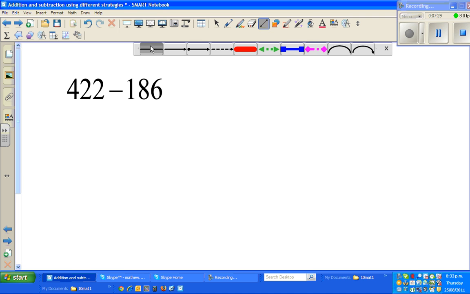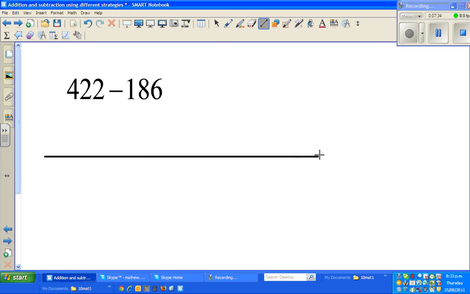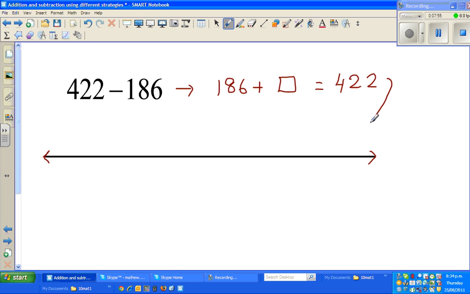Hopefully you have done the example and now you can listen to the video to check your answer. So this is my number line. The arrow tells me the number line goes to infinity on both sides. This question I'll change into this: 186 plus what, or which number, gives me 422?